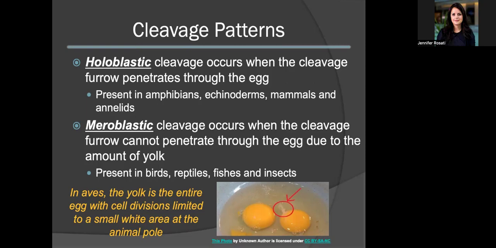In aves, as seen in the chicken embryos to the right, the yolk is considered to be the entire egg. Cell divisions are thus limited to a small white area that is present at the animal pole.